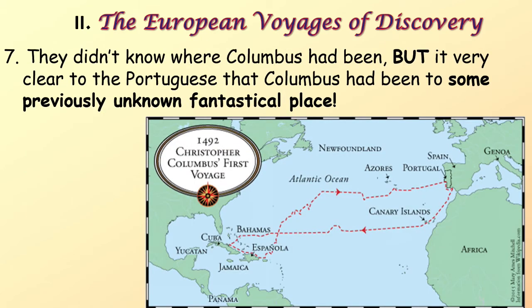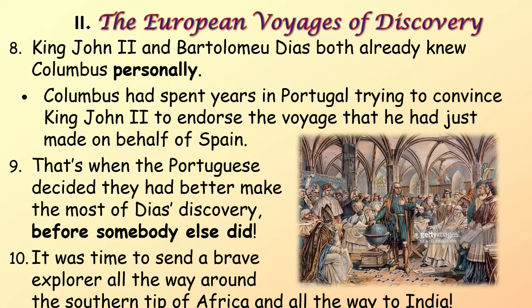They didn't know where Columbus had been, but from what they saw on his ship, it was very clear to the Portuguese that Columbus had been to some previously unknown, fantastical place. And King John II and Bartolomeo Diaz both already knew Columbus personally. Columbus had spent years in Portugal trying to convince King John II to endorse the voyage that he had just made on behalf of Spain. And that's when the Portuguese decided that they had better make the most of Diaz's discovery before somebody else did.